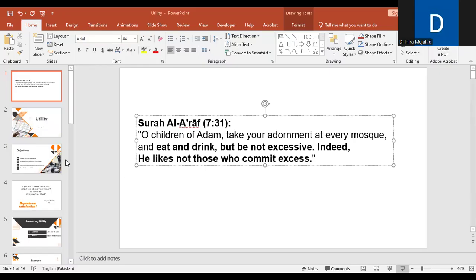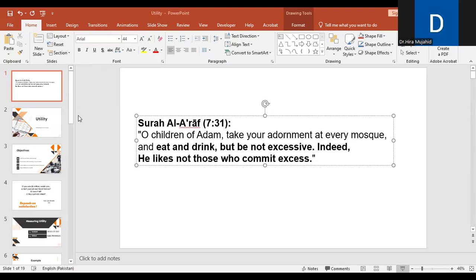Assalamu alaikum. Our topic today is utility. Before proceeding, this is from Surah Al-Araf, where Allah commands us: O children of Adam, take your adornment at every mosque, and eat and drink, but do not be excessive. Indeed, He likes not those who commit excess.